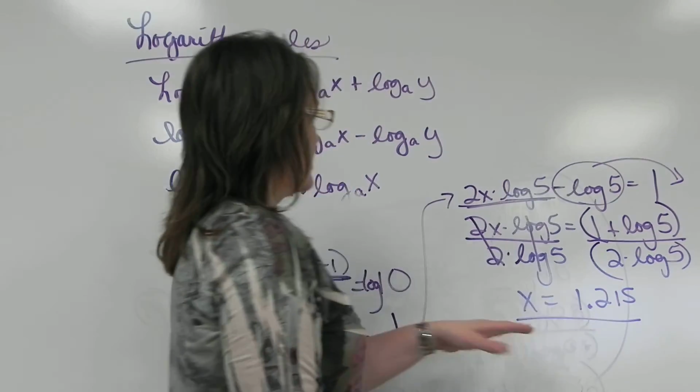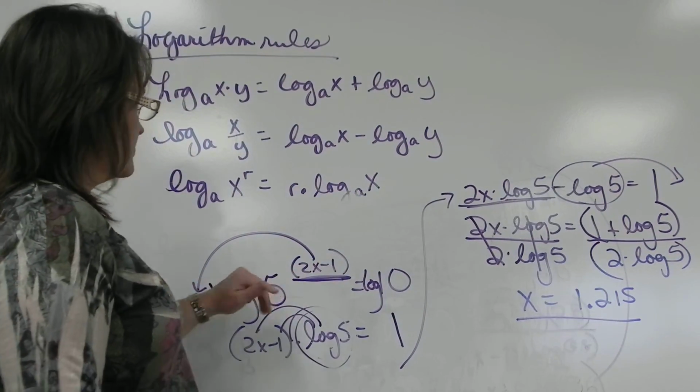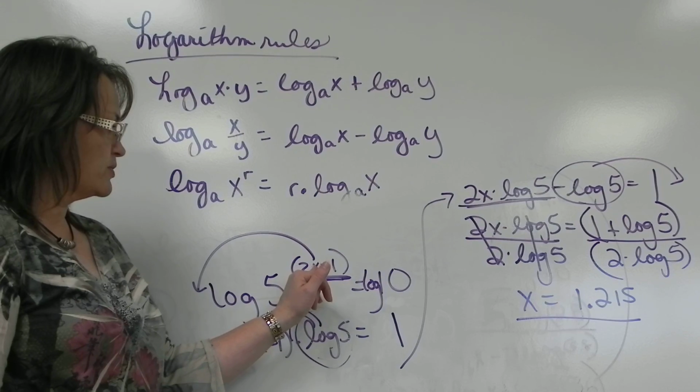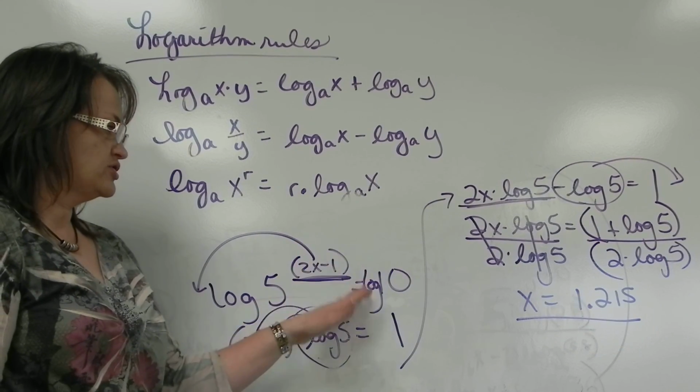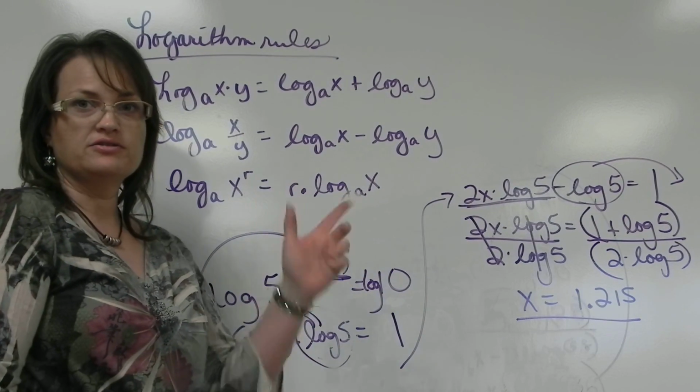And then you can check that out back in the original problem. 5 raised to 2 times 1.215 minus 1 should equal 10, and you can verify. Hit the red button.